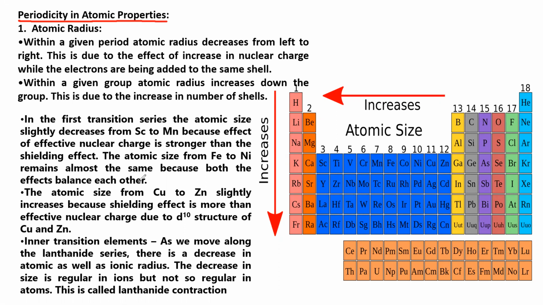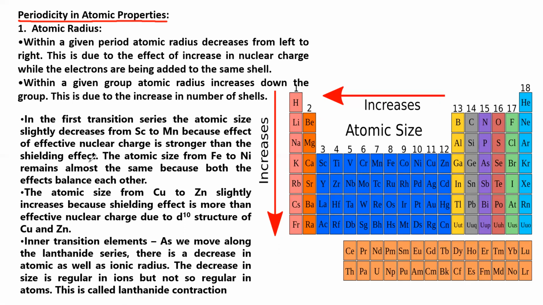So before going to atomic radius, what is an atomic radius? The distance between the center of the nucleus to the outermost shell of an atom is called its atomic radius. As the atomic number increases, atomic radius also increases because the number of shells or orbits increases. So this is called atomic radius. So what is the atomic radius definition? The distance between the center of the nucleus to the outermost shell of an atom is called its atomic radius.